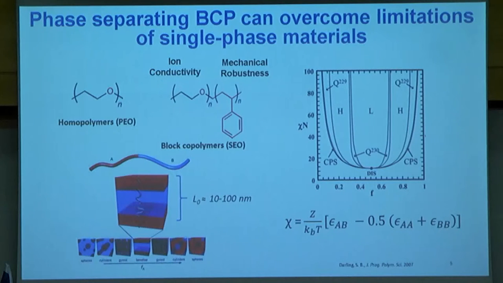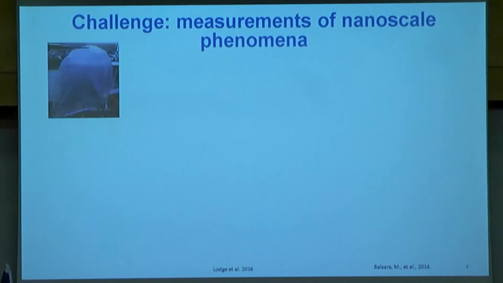L is lamella, so if you're 50-50, you get a lamella. And chi-M is the Flory-Huggins parameter, really how much these two polymers dislike each other. So higher chi means the polymer wants more to phase separate, so you get better phase separation. So what is the challenge with those materials?